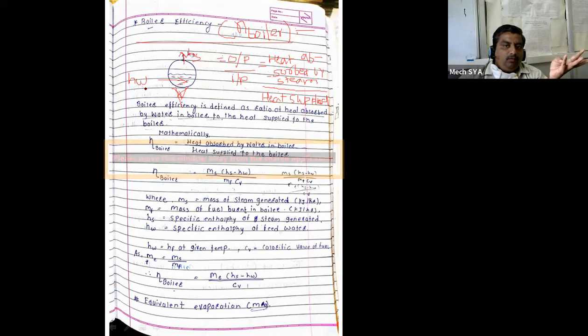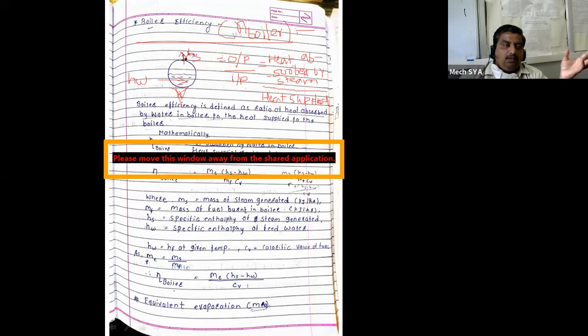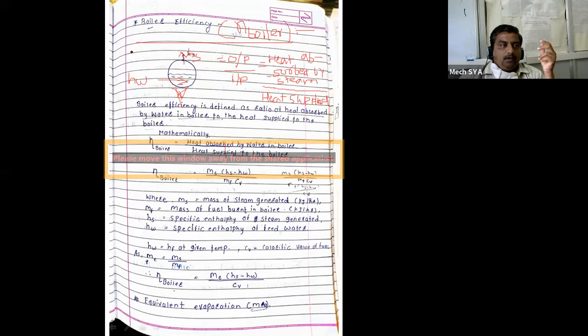Initially it has enthalpy as water. It may be zero, but it has enthalpy HW depending on the temperature. If the temperature is 40 degrees Celsius, at 40 degrees Celsius, what is the HF value? That will be the specific enthalpy of the feed water. So when that water is converted into steam, its enthalpy will become HS. Then how much enthalpy is absorbed by this water to convert into steam? It is nothing but HS minus HW.